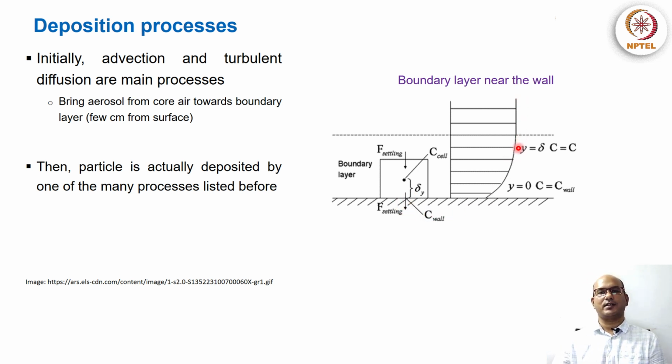And then this will look like the concentration profile, how high or how low depends on conditions. But so through advection and turbulent diffusion, a particle is brought towards the boundary layer, and then it settles to the surface. Once a particle is in this boundary layer, it is deposited by one of the many processes we have just listed in the previous slides.